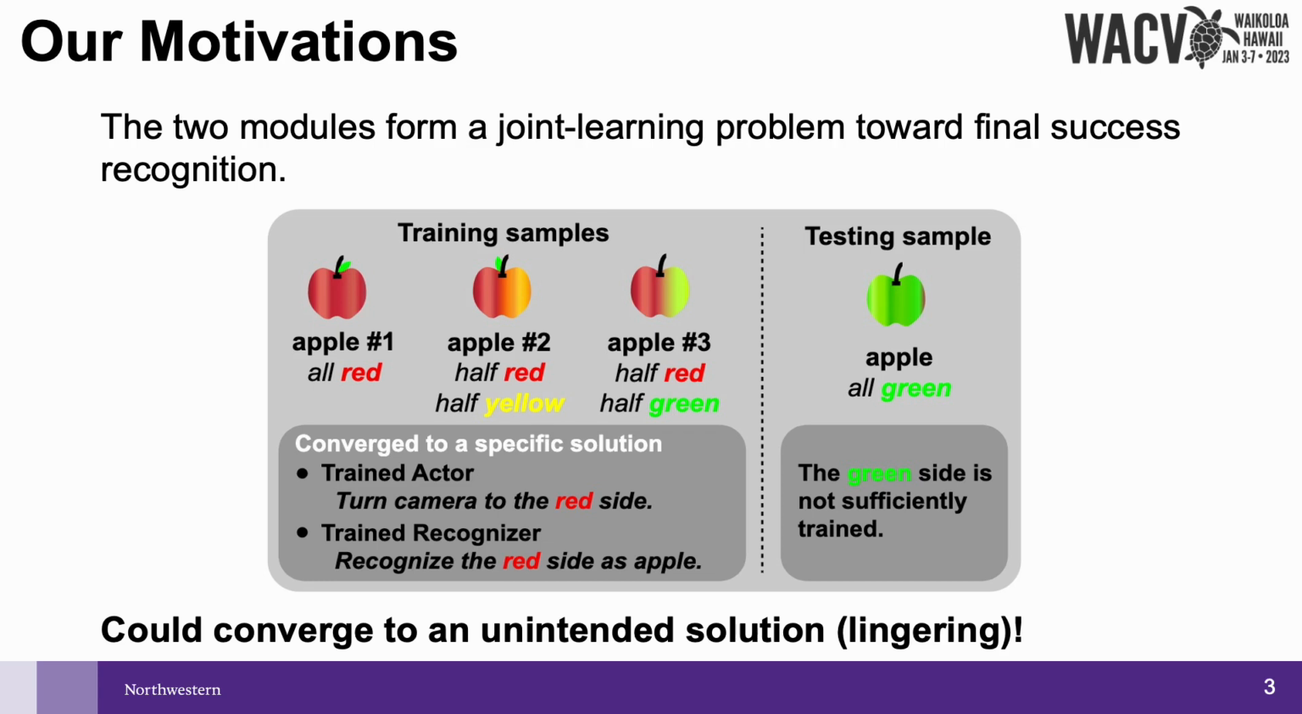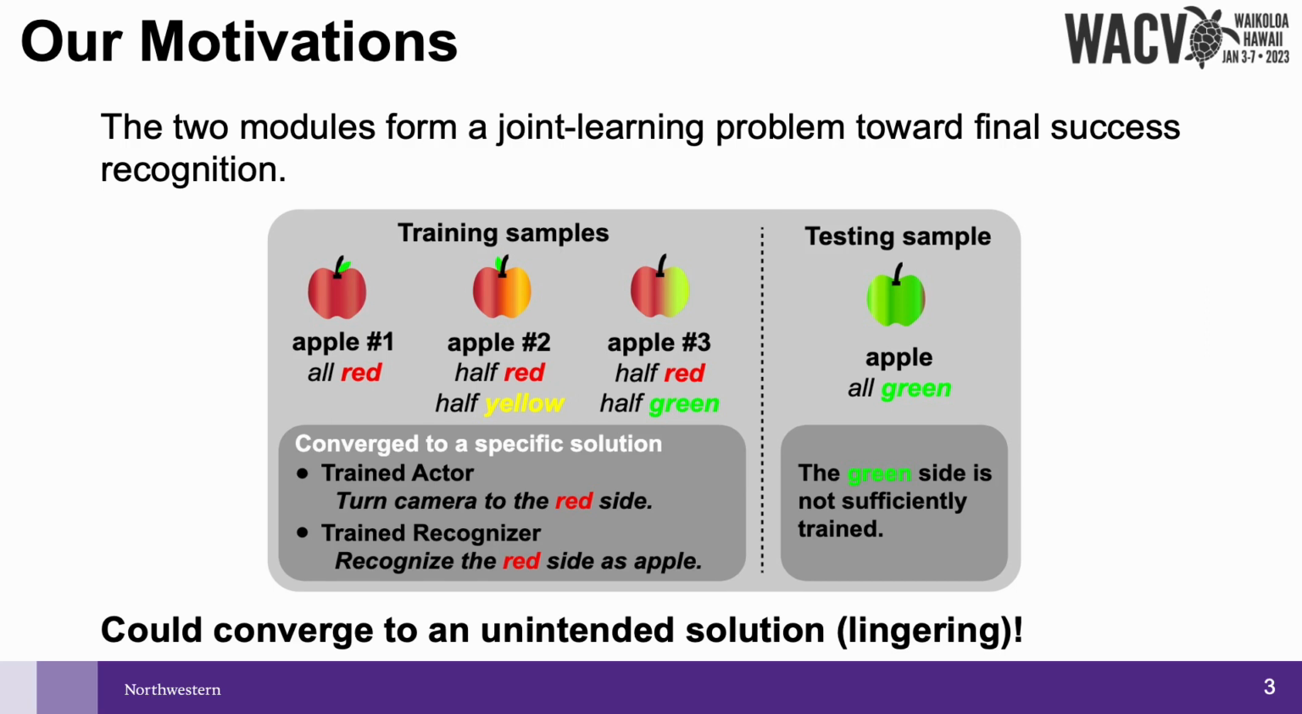Here, we give an example of a potential phenomenon happening during the joint learning process. In this example, we want to learn an agent to actively recognize apples. The agent can only see one side of an apple at each time step, and the side of an apple could be either red or green. Suppose we only have apples with at least one red side in our training data.